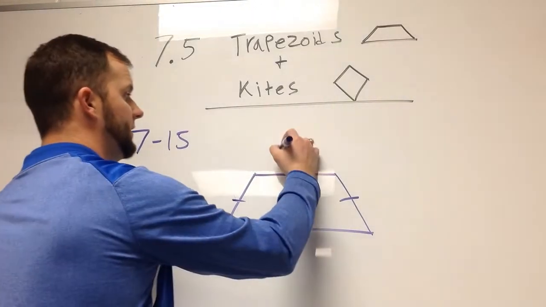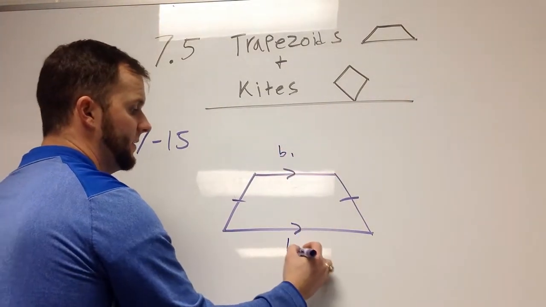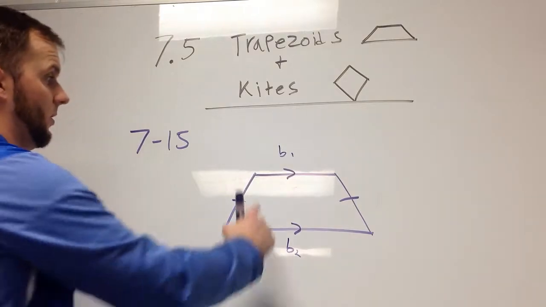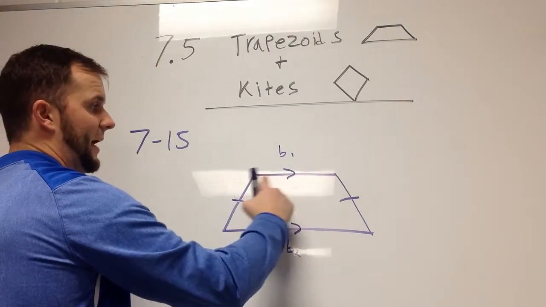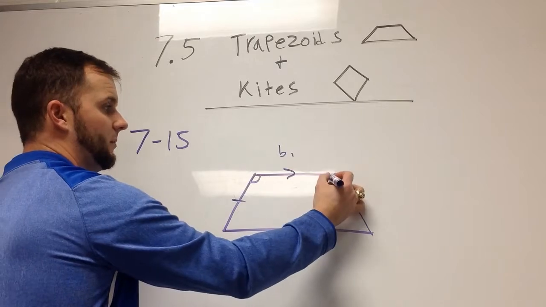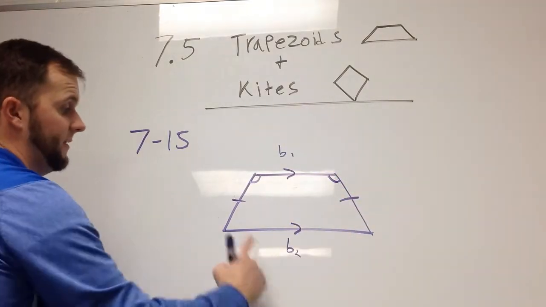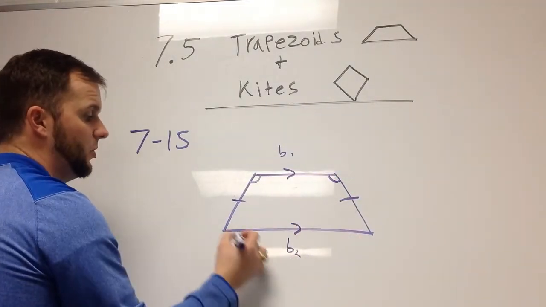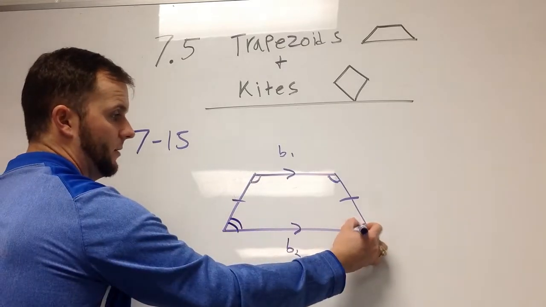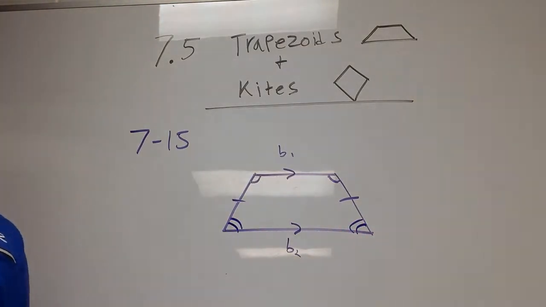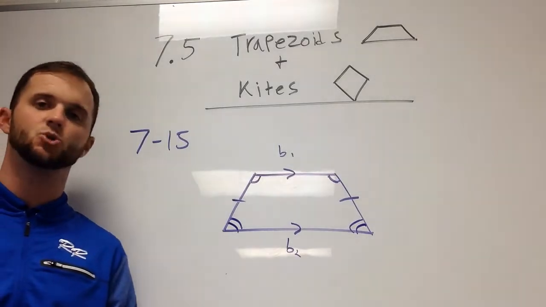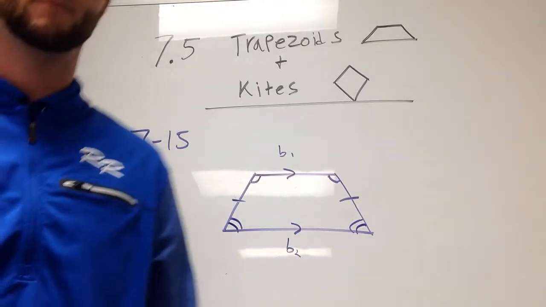So I told you earlier, this is known as base 1 up here, and this is known as base 2 down here. So the ones that share the angles right here on base 1, these two are going to be congruent. And then these two angles that share base 2, these two angles are going to be congruent to each other. So again, the base angles of an isosceles trapezoid are congruent.